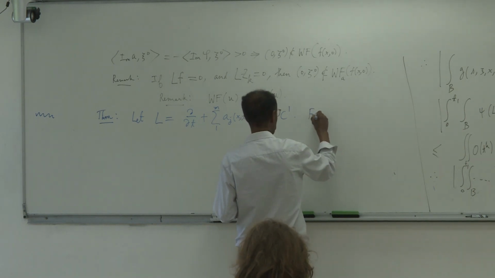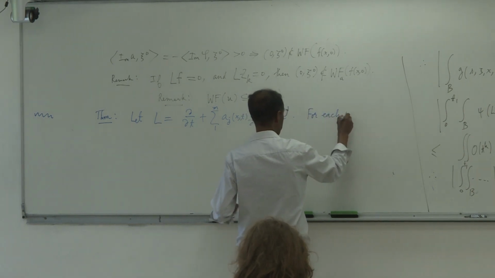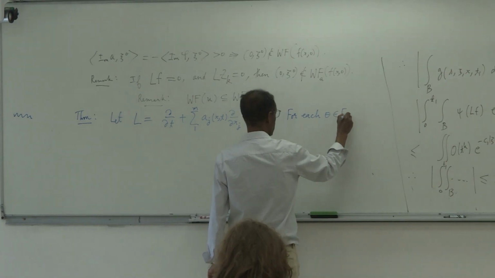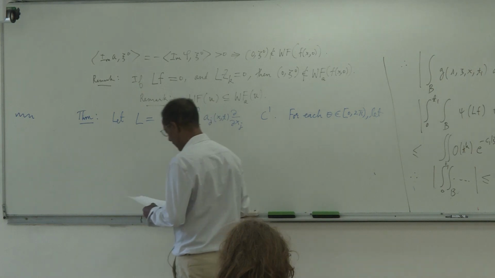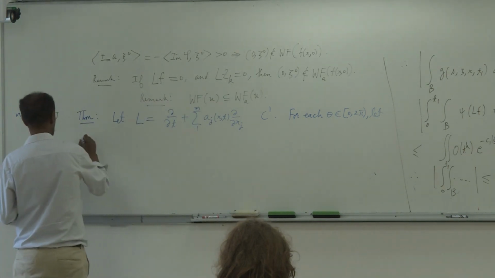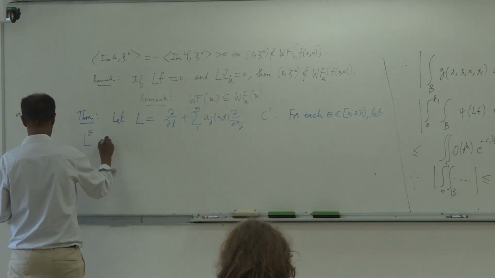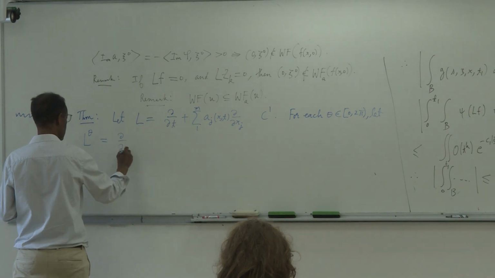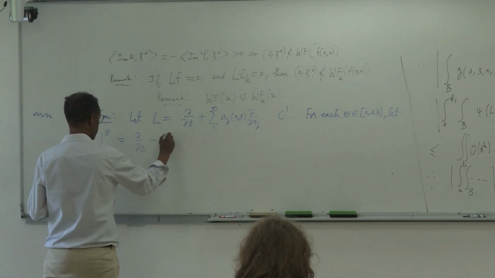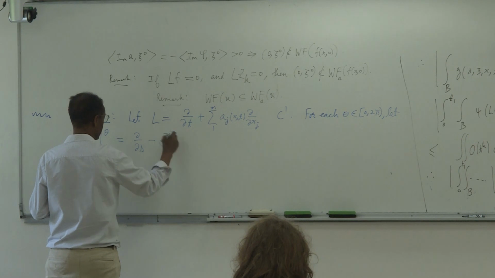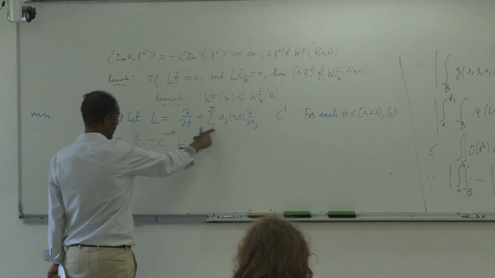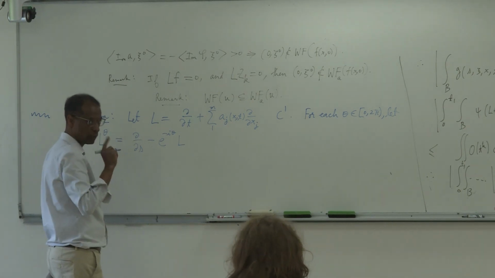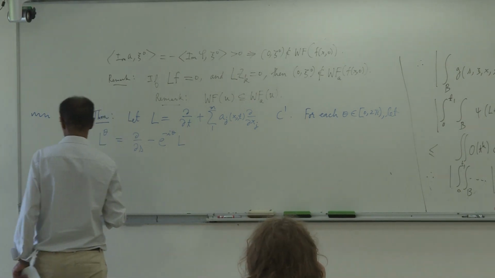First, for each theta, a parameter in 0 to pi, I'm going to define a new vector field, L theta, to be d by ds minus e to the power of minus i theta times this vector field L. So this involves differentiation in x, t, and s. So I have added one more space. This is the way to look at it.